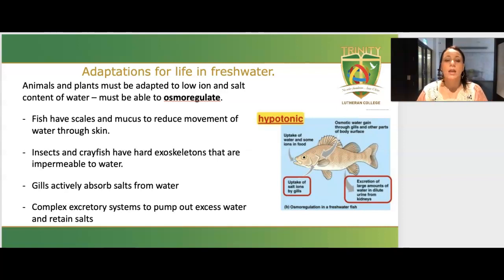Not a good thing. So fish have adapted to have scales, nice hard impermeable scales, and a layer of mucus on them to reduce the amount of water that moves through their skin. Insects and crayfish have hard exoskeletons that stop water from moving in and out. And most fish have gills that absorb salts from the water because they need those salts. Every time they pee, they're losing some. And yes, fish do pee. And most complex organisms like fish and sharks and all those sorts of things have complex excretory organs to pump out excess water and keep as many salts in as they possibly can.